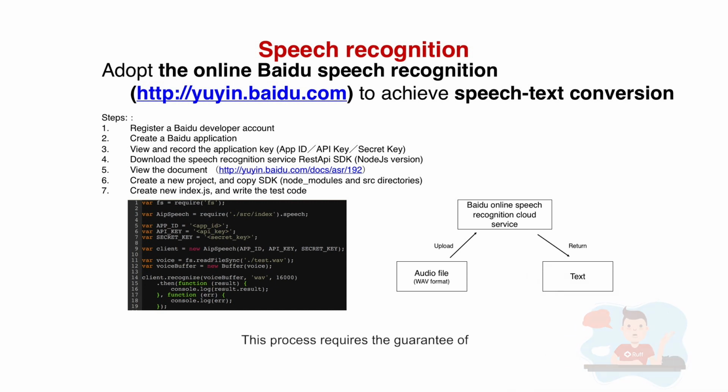This process requires the current PC to be connected to the internet. As this API is being called, the data in WAV format is uploaded to Baidu Cloud, and then Baidu Cloud sends it back to us after processing it.